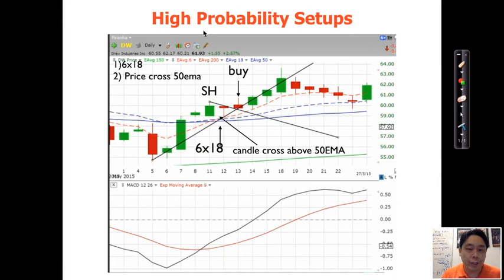Another one, Drew Industries, DW. So what has happened over here? On the 11th of May, the 6 crosses above the 18 EMA. The MACD crossed on the 8th of May. So MACD cross over here, 6 cross 18.